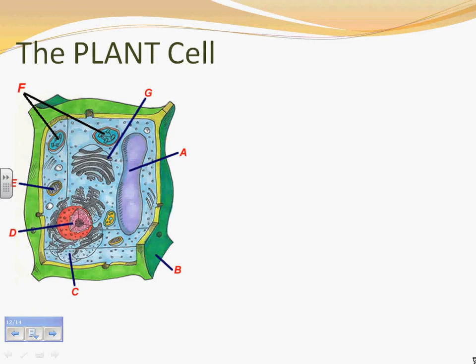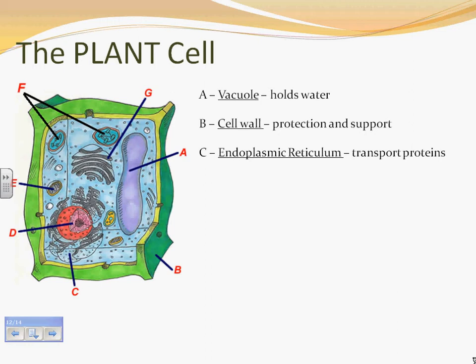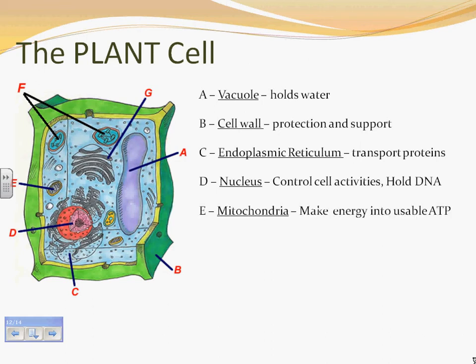The plant cell. Structure A is a vacuole, which holds water. Structure B is the cell wall, which provides protection and support. Structure C is the endoplasmic reticulum, which transports proteins. Structure D is the nucleus, which controls cell activities and holds the DNA. Structure E is the mitochondria, which makes energy into usable ATP.